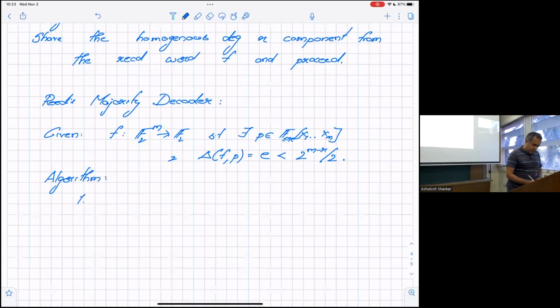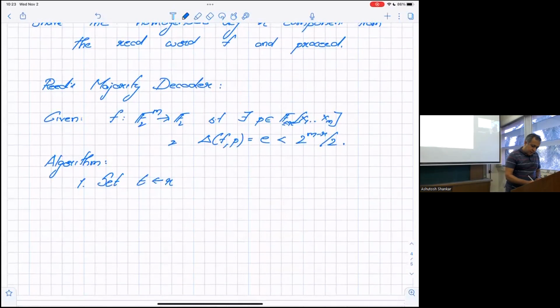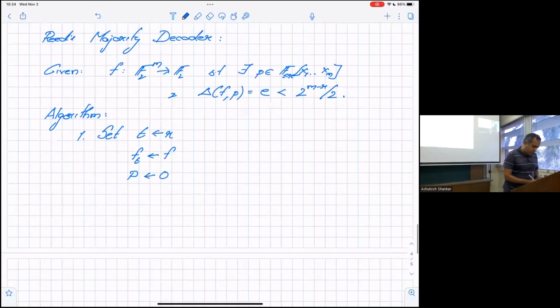First step, initialize. We are going to extract the homogeneous components one after another. We will start off with the highest homogeneous component. We will set T to be R. We will set the current received polynomial to be F. This will keep changing as we go, and the polynomial which we extract, P, is going to be the polynomial we collect coefficients into. We will start off with 0. How is it going to go?